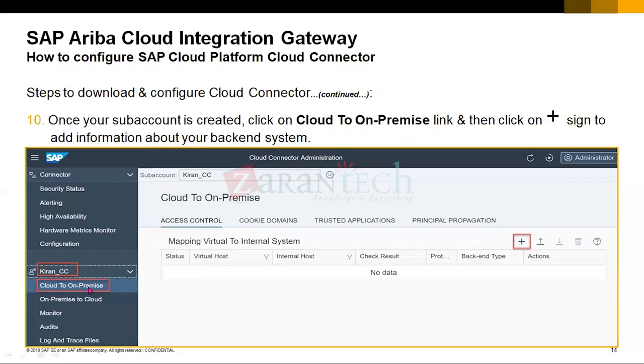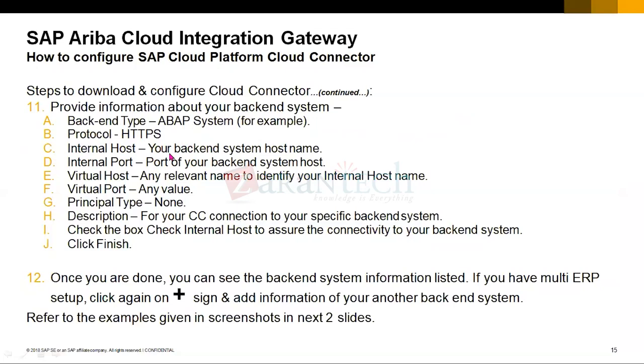Once you click on this plus option, it will ask you to enter information like backend system, protocol, internal host, internal port number, virtual host, virtual port. I know as a functional consultant it's very hard to understand all this terminology because it is technical, and that's why this activity is done by the Basis consultant. Once you've done all this, you can see the backend system information listed. If you have a multi-ERP system setup, click again on the plus sign and add information of your other backend system. So why do we have to do this?